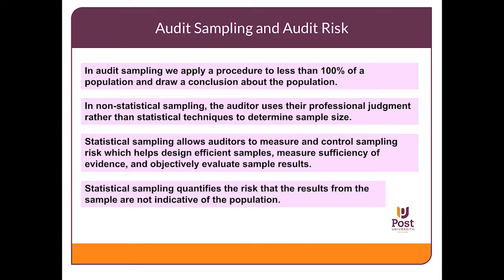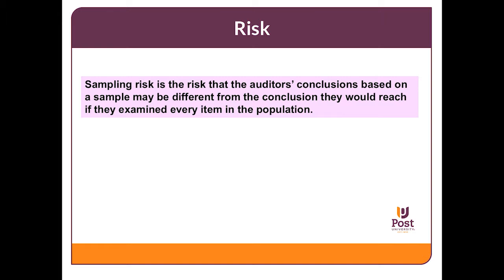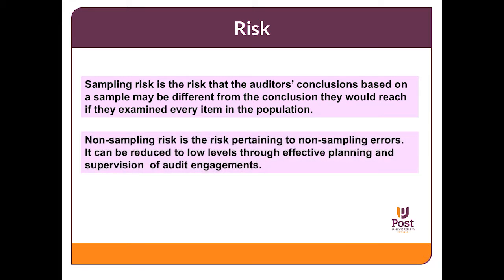Statistical sampling quantifies the risk that the results from the sample are not indicative of the population. Sampling risk is the risk that the auditor's conclusions based on a sample may be different from the conclusion they would reach if they examined every item in the population. Non-sampling risk is the risk pertaining to non-sampling errors. It can be reduced to low levels through effective planning and supervision of audit engagements.